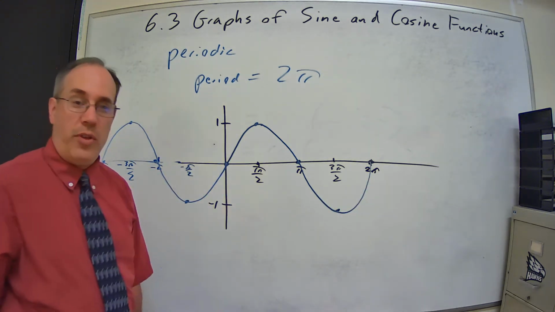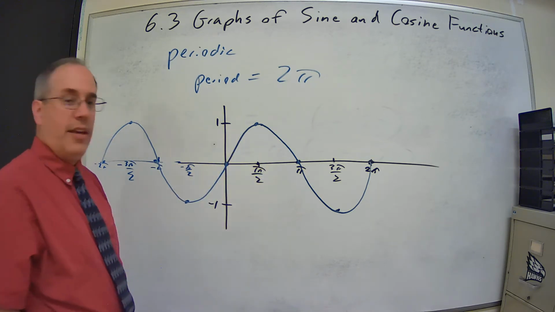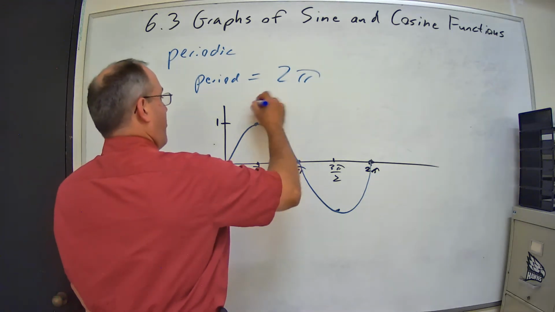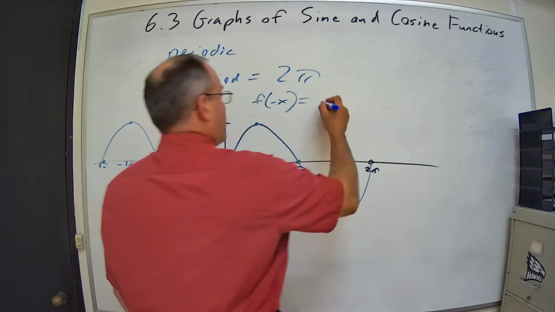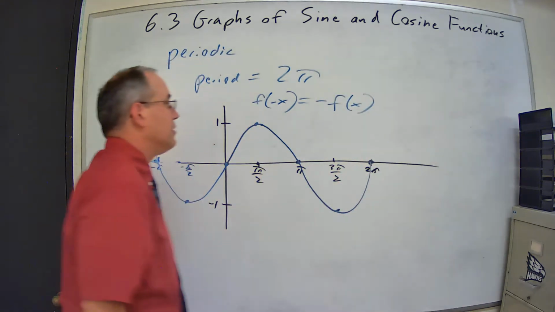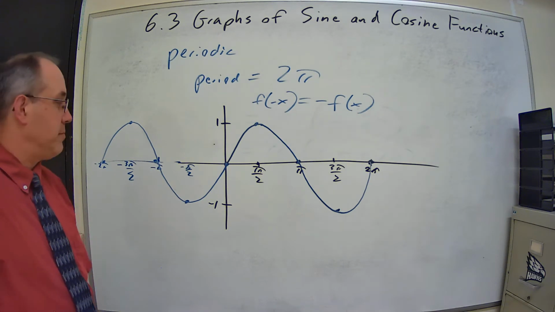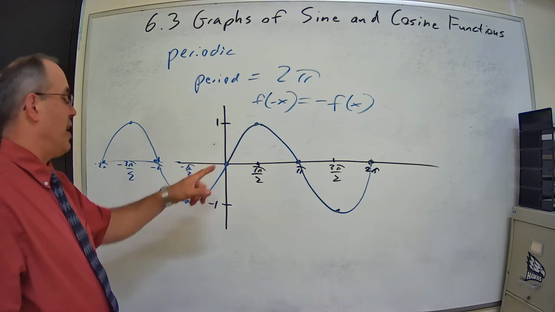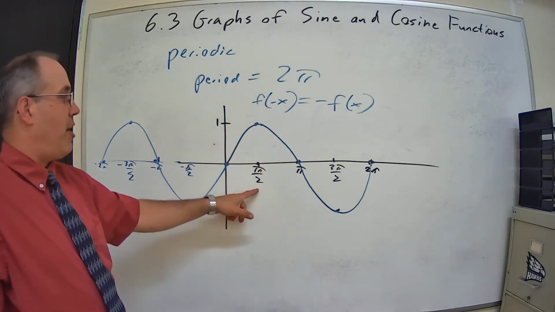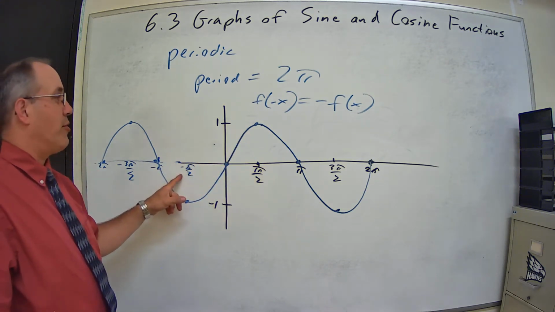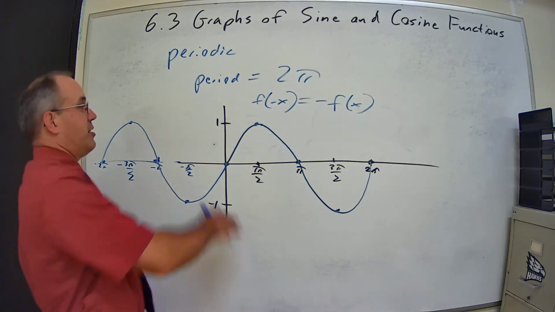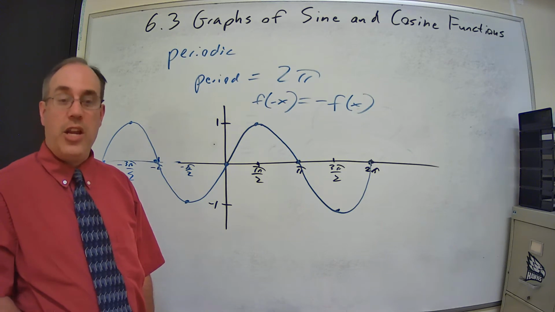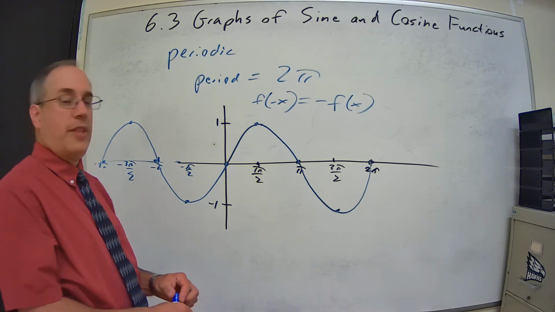We can also take note with this that the sine function is symmetric with respect to the origin, meaning that f of negative x is equal to negative f of x. So if I put a negative value in for x, like that negative pi over 2, we get the negative of f of x. At pi over 2, we have 1. At negative pi over 2, we have negative 1. So this is symmetric with respect to the origin, otherwise known as an odd function. So that's the sine function.